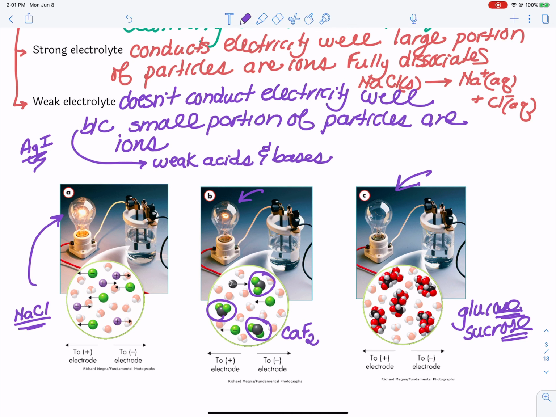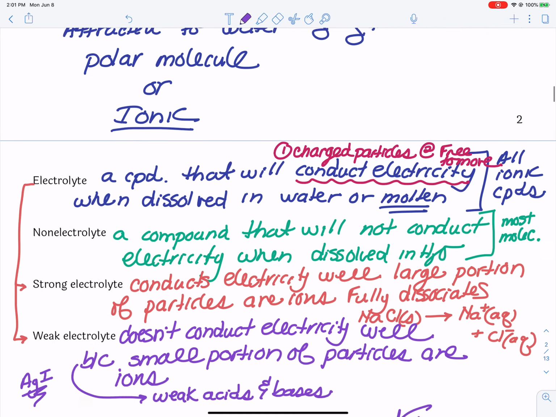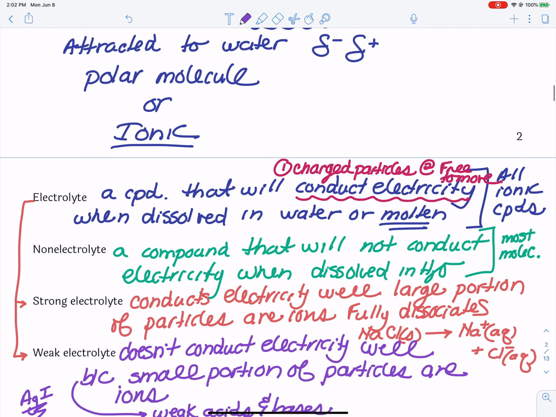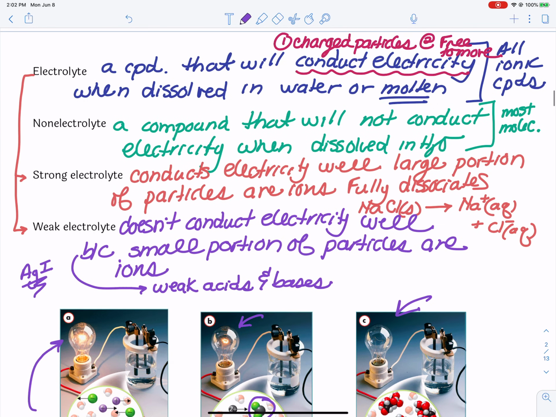Okay, so that's what happens to different compounds when they dissolve in water. Molecular compounds will dissolve in water if they're polar. Ionic compounds will always dissolve in water to some extent. And when they dissolve in water, we can use these terms to describe what happens to them: whether they fully dissociate, partially dissociate, and will conduct electricity well, not so well, or not at all.